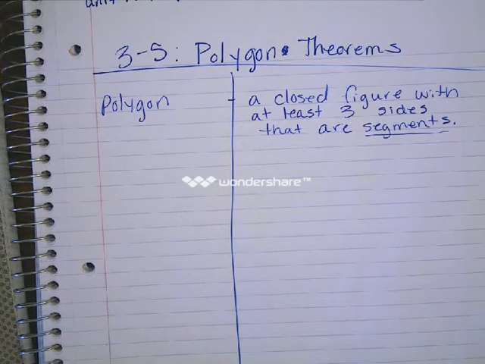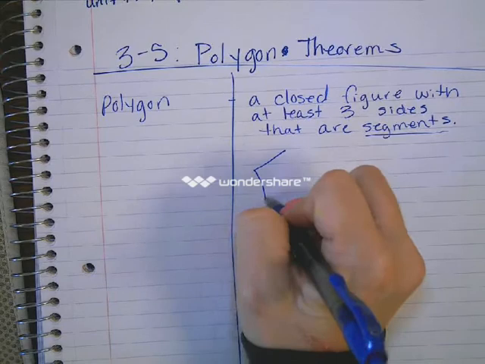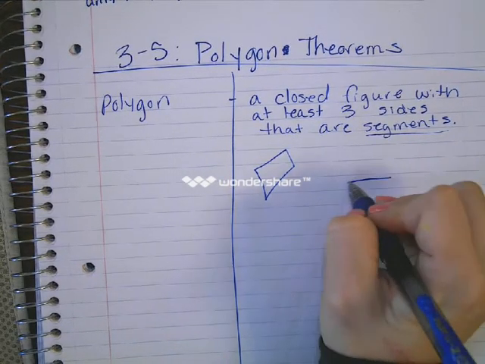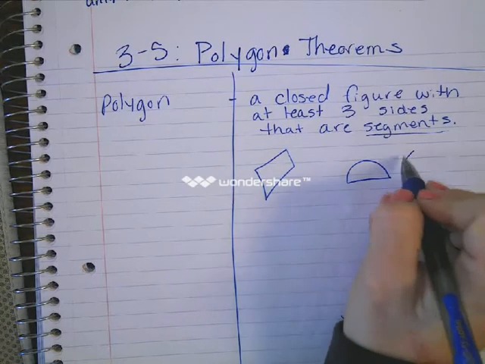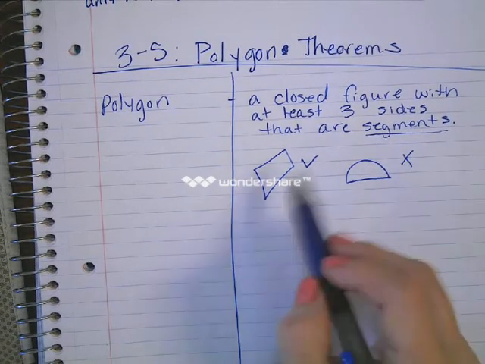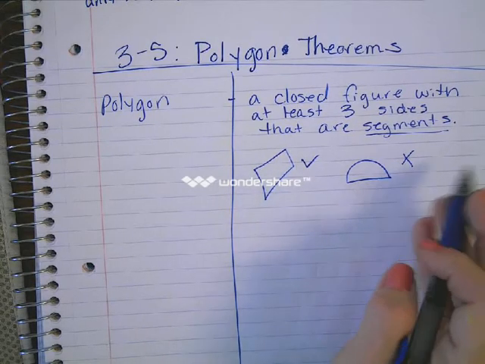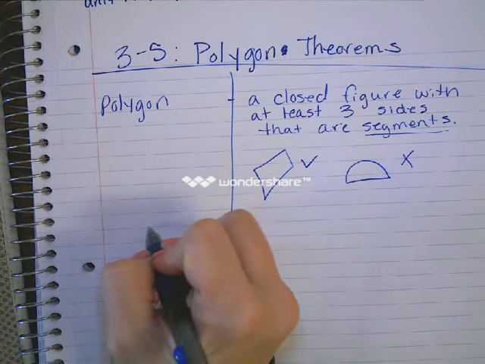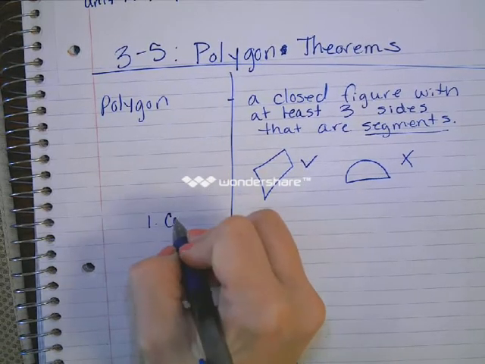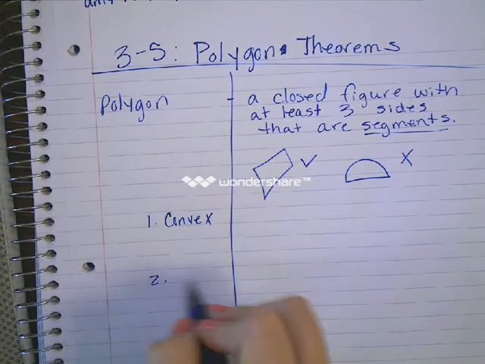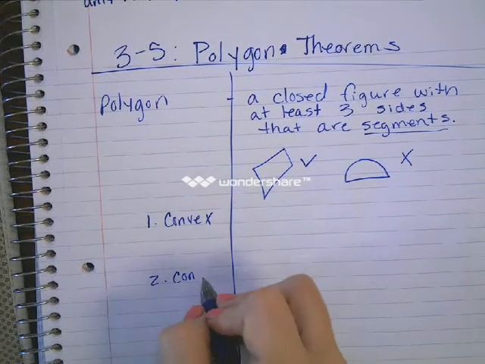Okay? So an example of a polygon would be that. This is not a polygon. This one is. So it cannot have curved edges. Straight edges only. Okay? We have 2 types of polygons. We have convex and concave.